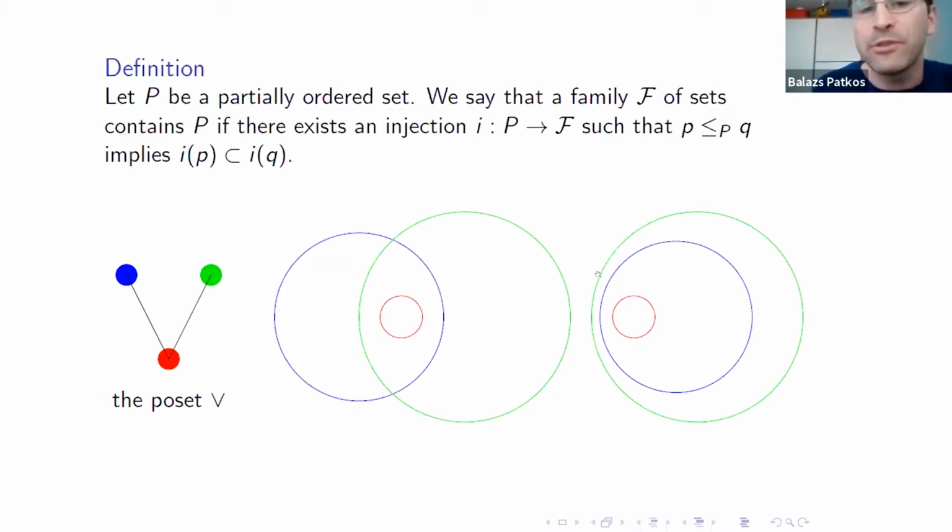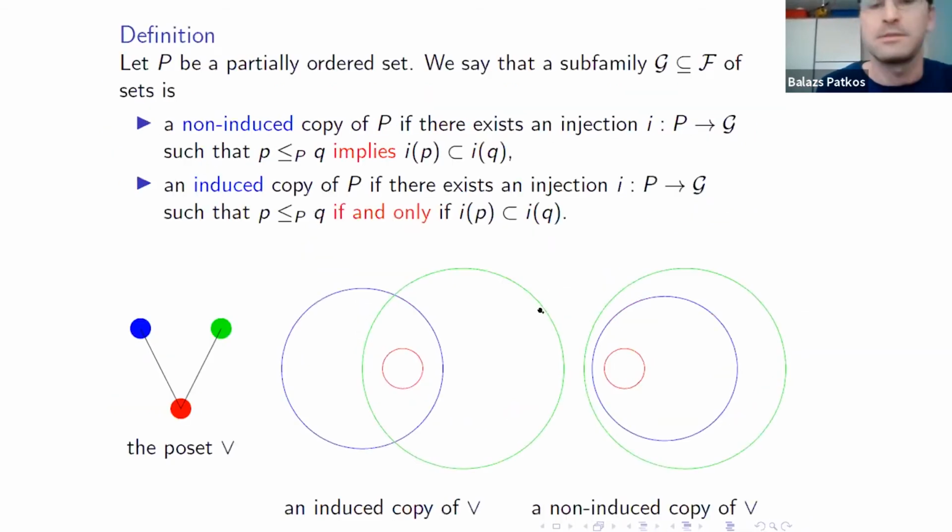There is a big difference. The difference is, well, this one we call an induced copy, and this one we call a non-induced copy of this poset. Why? Because here, the containments are exactly for those pairs that are in relation in the partially ordered set, and here in the non-induced copy, we can have additional containment.